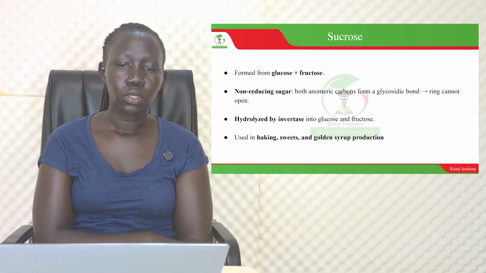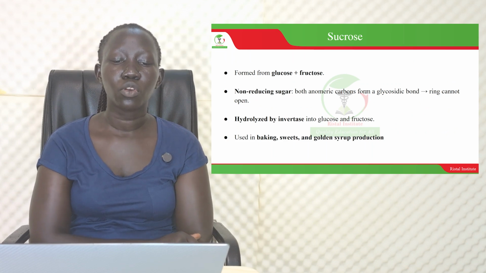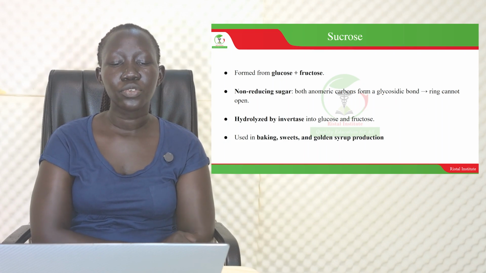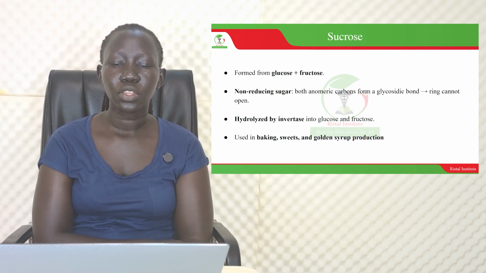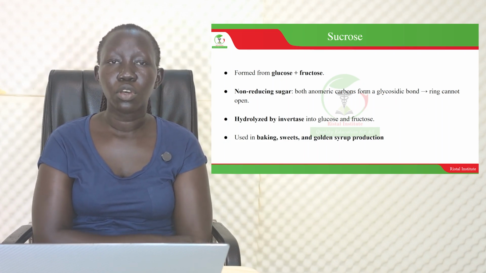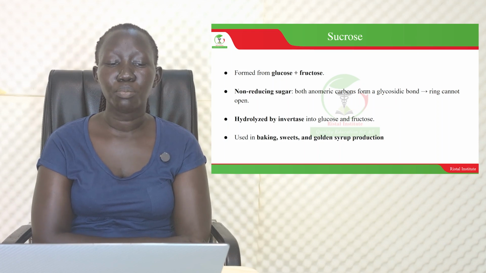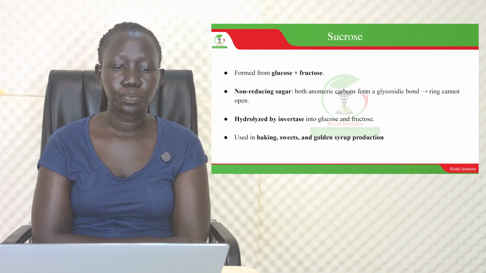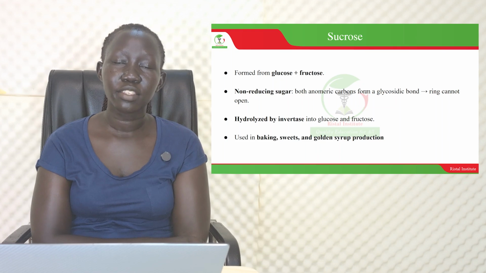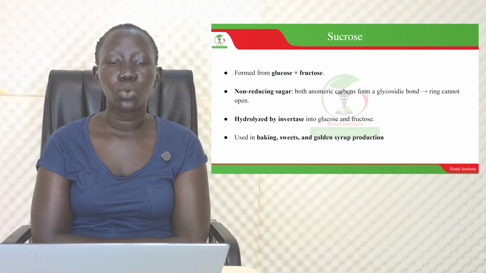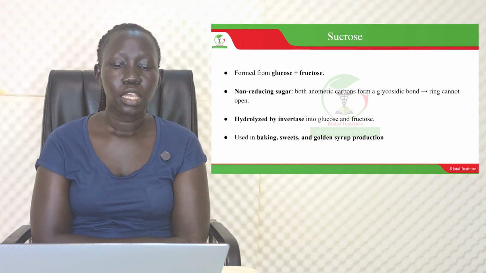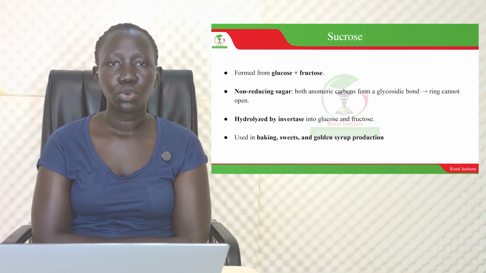Sucrose. Sucrose is formed from glucose and fructose, and it is a non-reducing sugar. Both anomeric carbons form a glycosidic bond, and the ring cannot open. It has a closed ring configuration. It can be hydrolyzed by the invertase enzyme into glucose and fructose. It can also be used in baking, in sweets, and in golden syrup production.